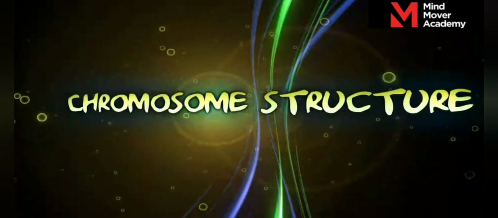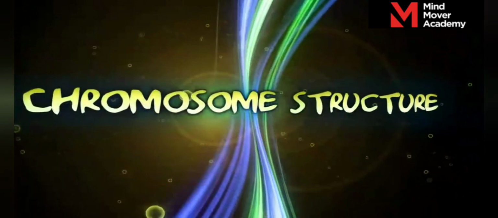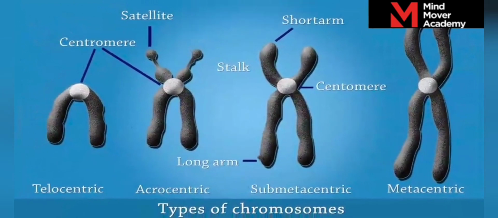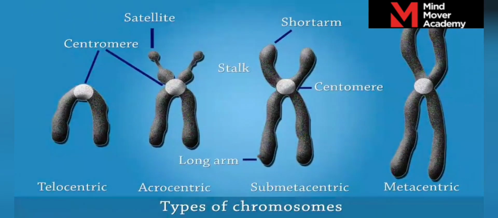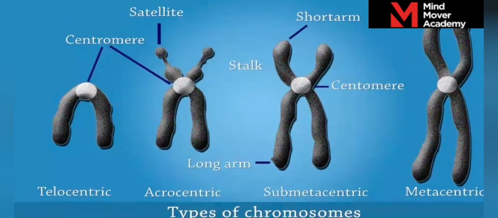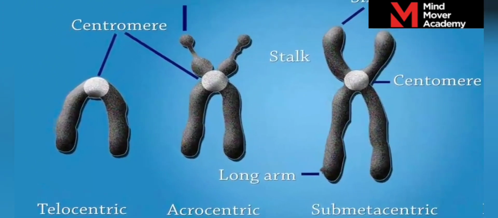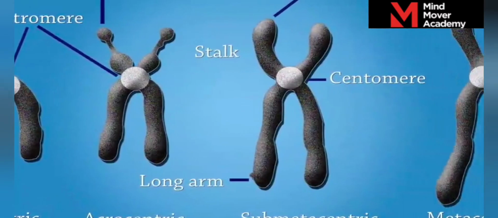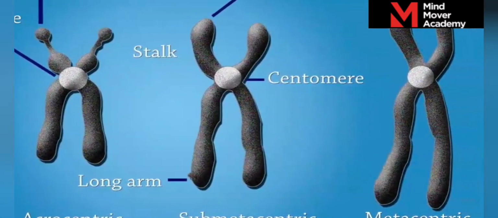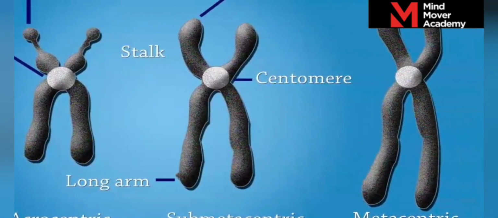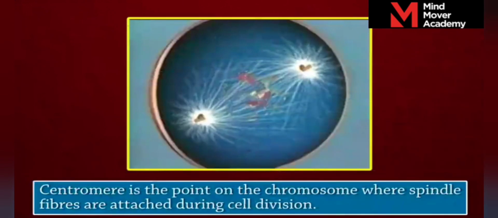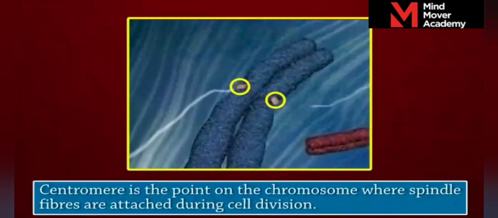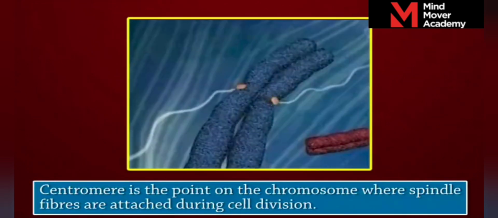Structure. Chromosomes differ greatly in their size and shape. A person may have different sizes of chromosomes. The chromosomes may differ in the position of the centromere. Centromere is the point on the chromosome where spindle fibers are attached during cell division.